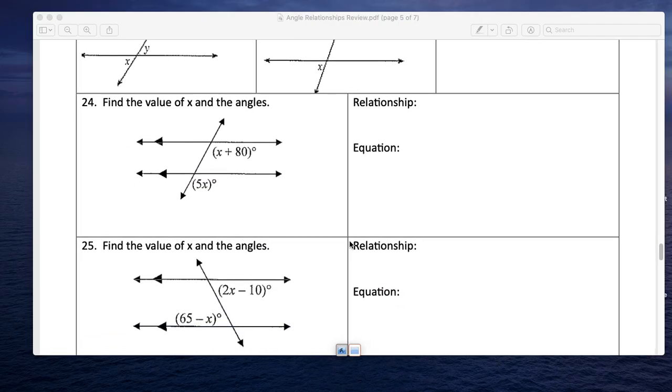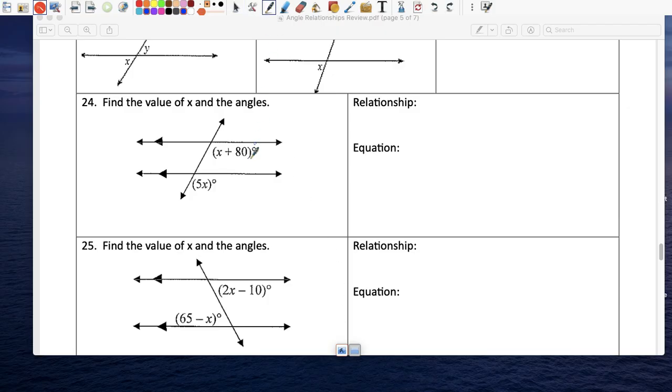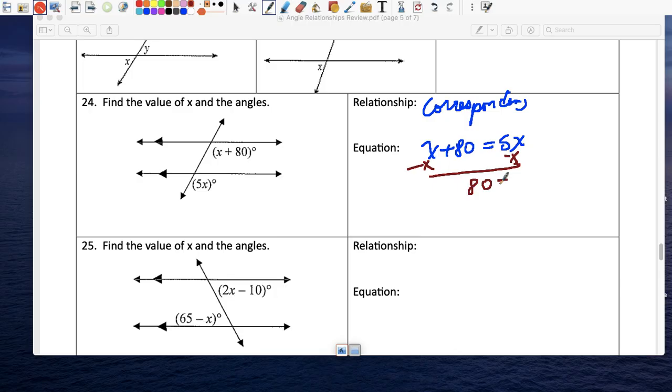Find the value of X. Okay, so first of all, let's talk about the relationship. These two angles are corresponding. If they're corresponding, they're equal to each other. So we get that X plus 80 equals 5X. Minus X, minus X. We get 80 equals 4X. Divide by 4, divide by 4. And X, ladies and gentlemen, equals 20. Which makes this 5 times 20, which is 100. Which makes this 20 plus 80, which is 100. Notice that they have the same value because they're corresponding. So we are good.